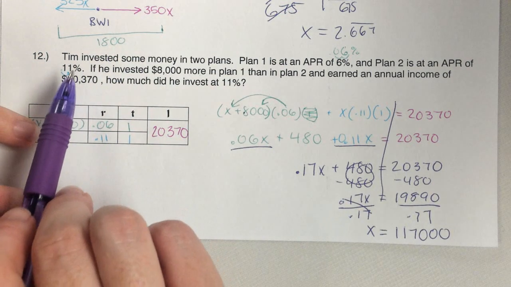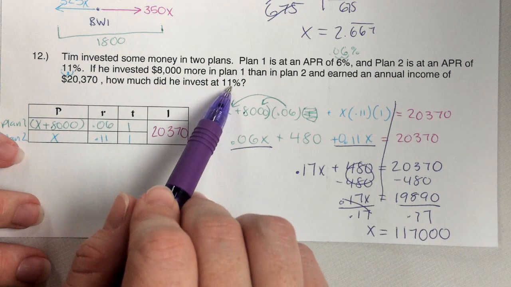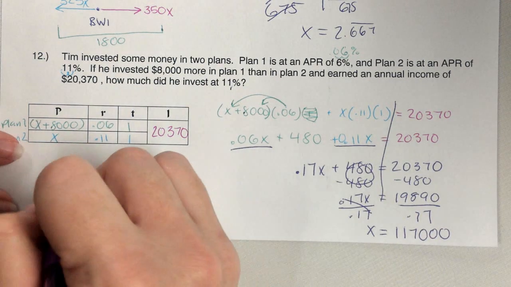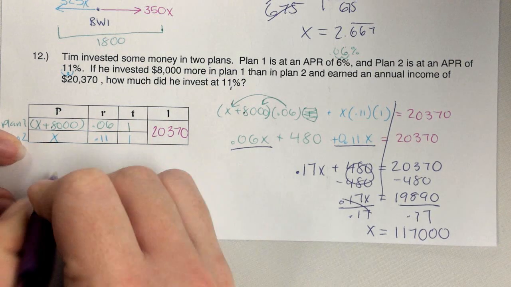So now read my question. It said, how much did he invest at 11%? Well, 11% is just my x, so he invested 117,000.